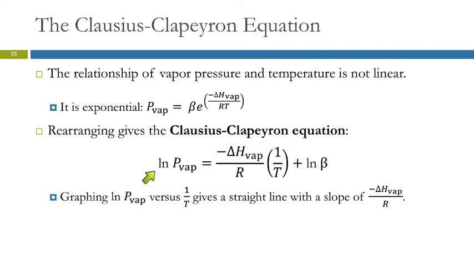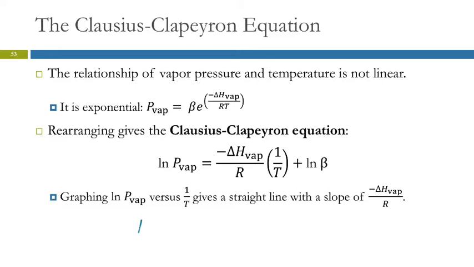The natural log of the vapor pressure is equal to negative heat of vaporization divided by R, times the quantity 1 over T, plus a constant, the natural log of this constant beta. We're not really going to care about that at all, but we do care about this. This is in the form of a line equation.